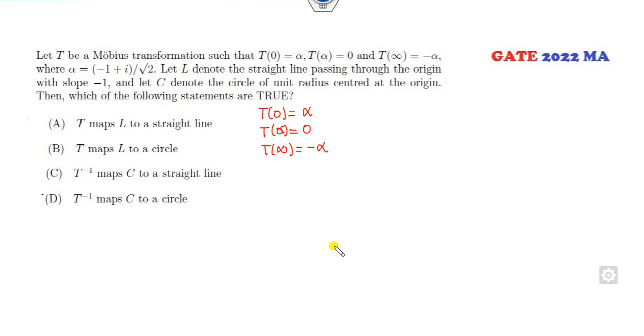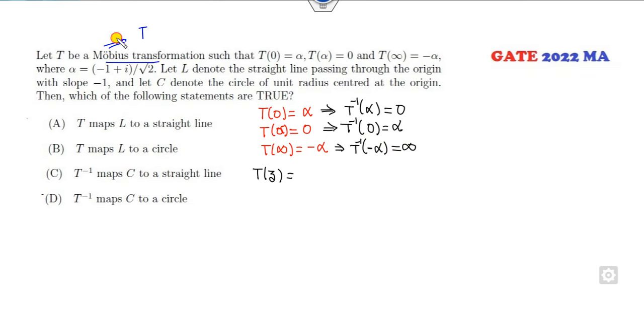Now again you have to firstly find the transformation. Whenever it's a 0, it goes to the alpha. Okay, I can move on the reverse side. T inverse of alpha will be 0, T inverse of 0 will be alpha, and T inverse of minus alpha will go to the infinity. Fine. Remember, T is my Mobius transformation. This implies T inverse is also a Mobius transformation. Now I can find the map of T inverse.